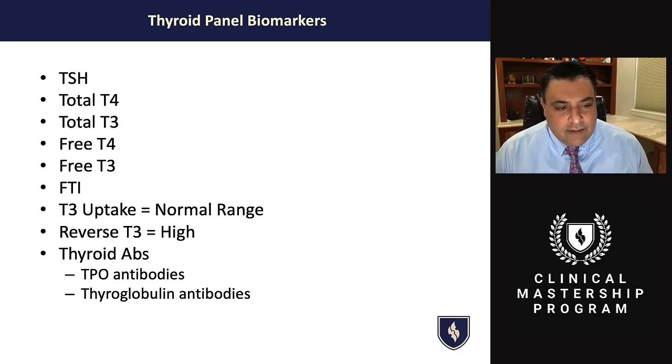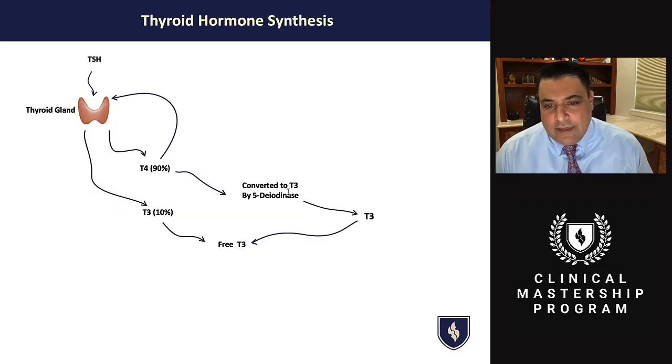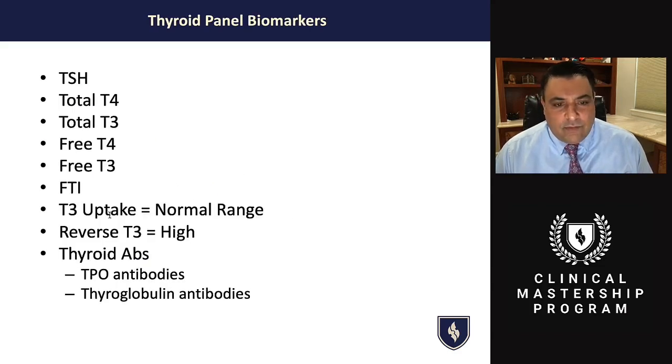Reverse T3 is when a person is converting T4 to T3 inefficiently, and they're not able to convert this very well. Instead of making T4 into actual T3 through 5-deiodinase, you can have people that make T4 predominantly into reverse T3. That's an indication that they have what's called underconversion. They can't convert T4 to T3. So the reverse T3 can be useful, and then you have the thyroid antibodies.